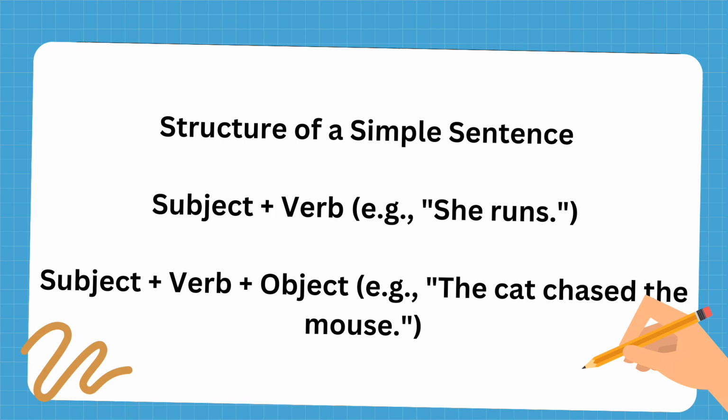Example, she runs. She is the subject, runs is the verb. Then we can have a simple sentence in the structure of a subject plus a verb plus an object, for example, the cat chased the mouse. Subject, verb, object. The cat is the subject, chased is the verb, and mouse is the object.